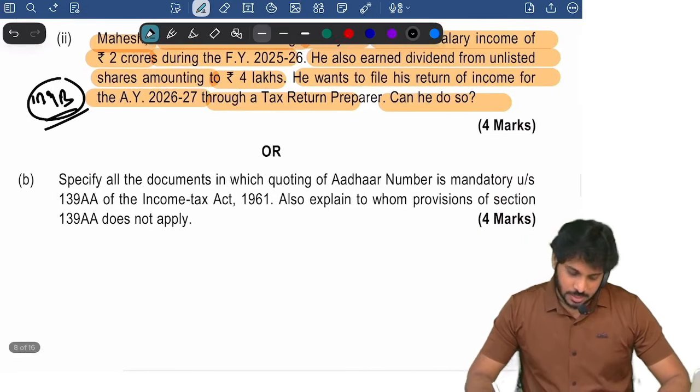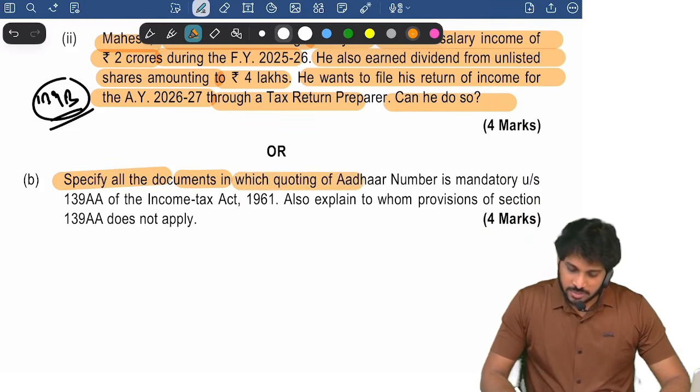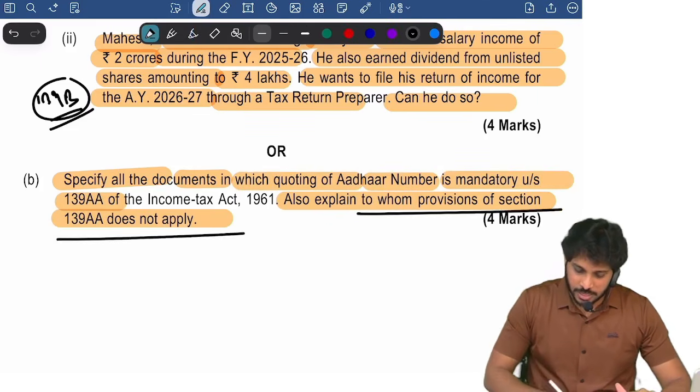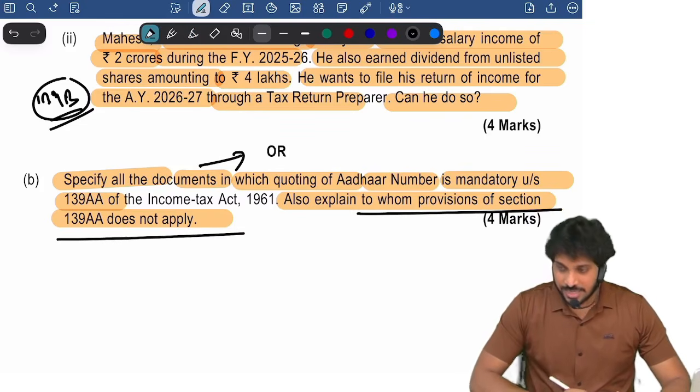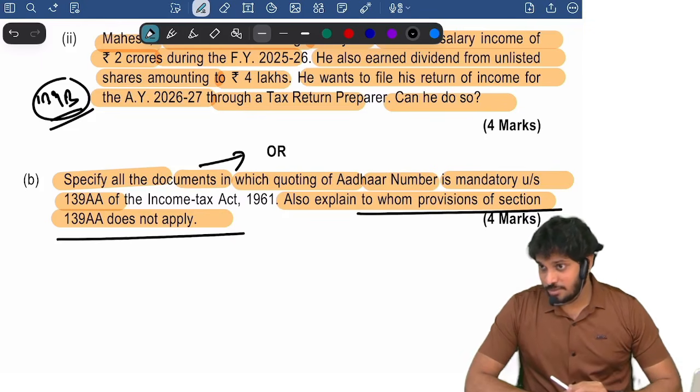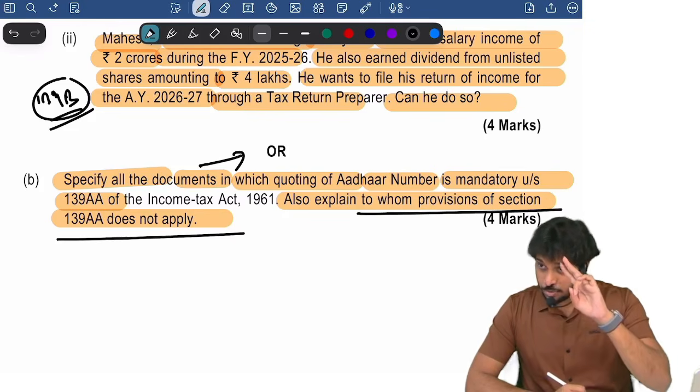Can I proceed? Specify all the documents in which quoting of Aadhaar is mandatory under 139AA. Also explain to whom the provisions of 139AA do not apply. Documents: in the IT return you must quote the Aadhaar number. That is one document. There are two documents actually. One is the IT return. Two, the application for PAN. Look at the answer. In the IT return you must quote Aadhaar number, and in the application for PAN, correct? Two documents. Answer correct? In these two documents you must quote Aadhaar.